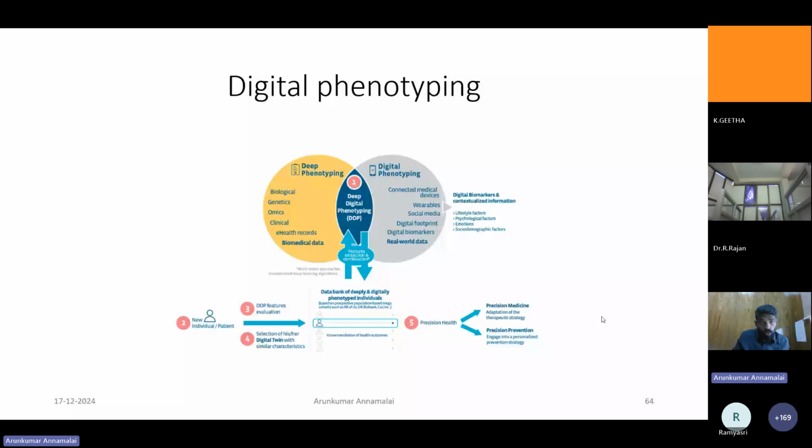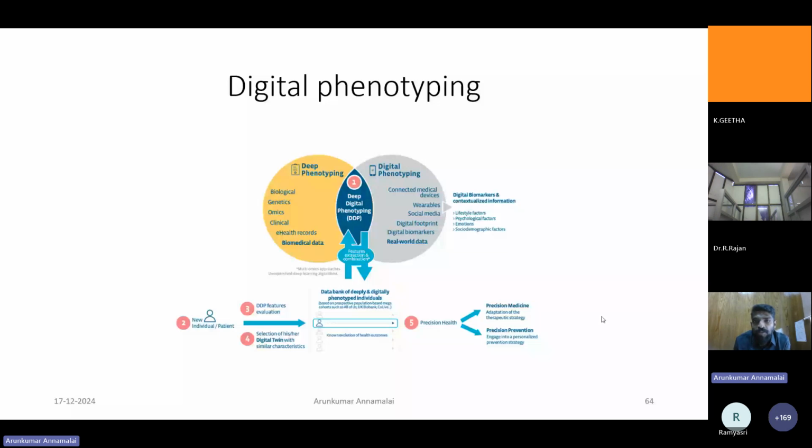What is it that I can do? What is it that I'm looking for? What is it that all major companies who are investing in AI in the healthcare domain are looking for? They're all trying to digitally phenotype a patient. So digital phenotyping is nothing but profiling a patient clinically based on different data.